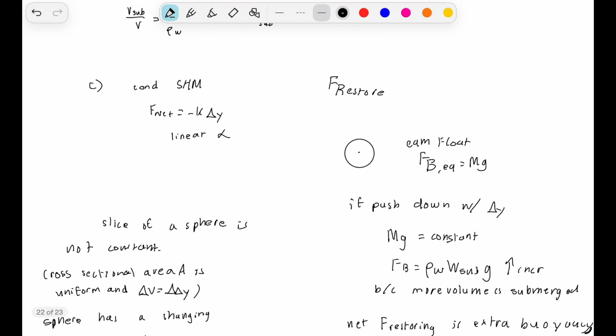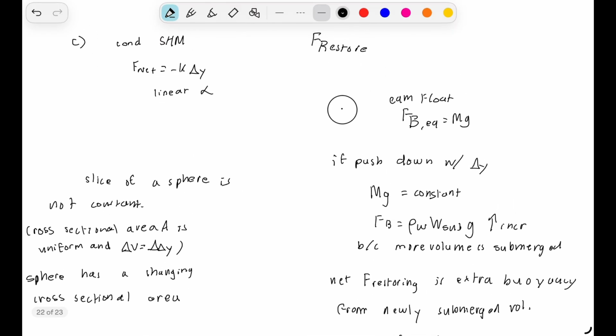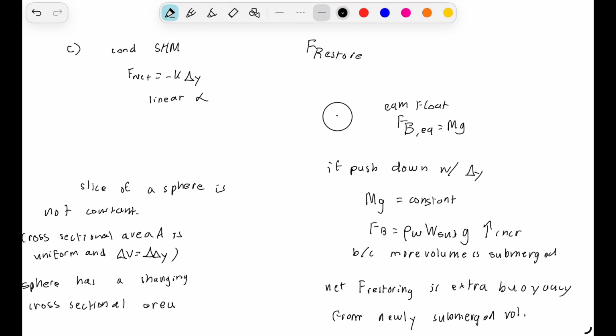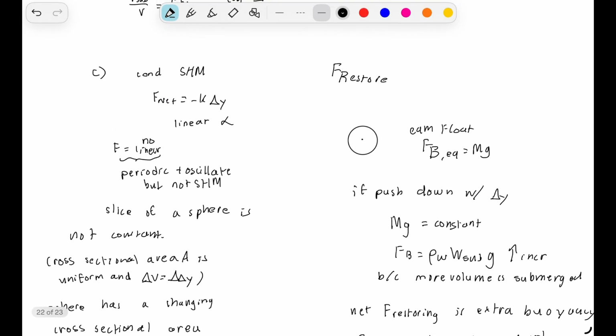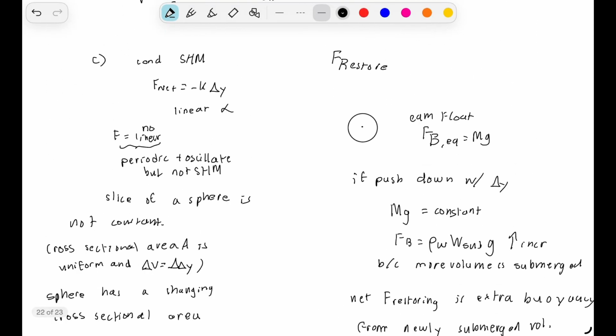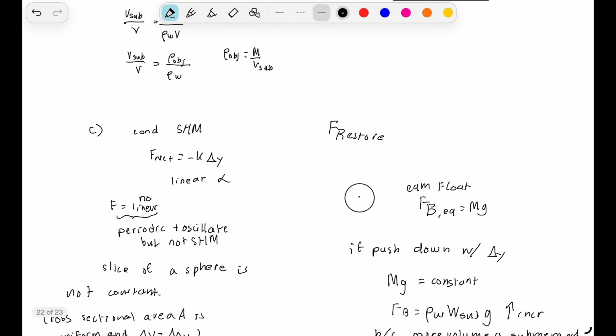So for our F restoring, if our force is linear, that means that it's going to be periodic. Or if it's nonlinear, I mean, it's going to be periodic. And it will oscillate, but it won't be simple harmonic motion. So here what we have is that because the F restoring is nonlinear, that means it's not proportional to the displacement. That means it's something else.